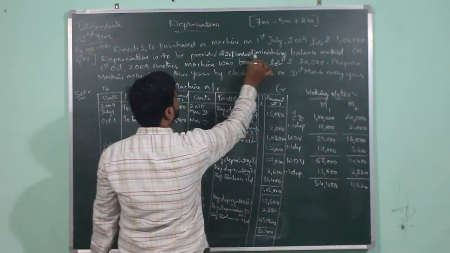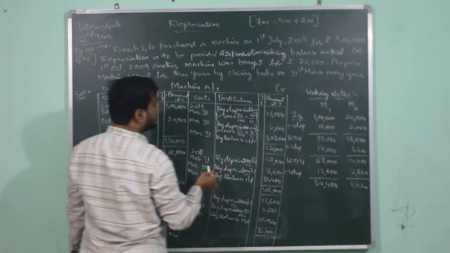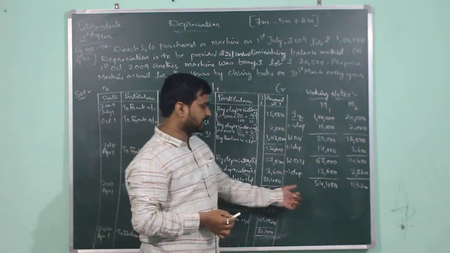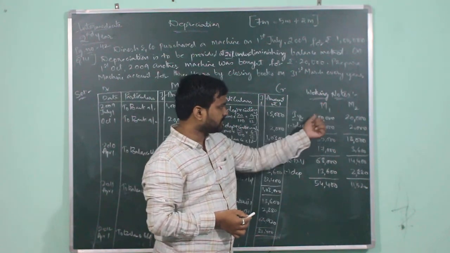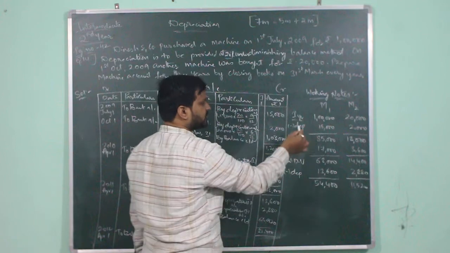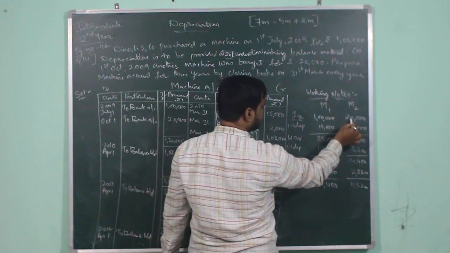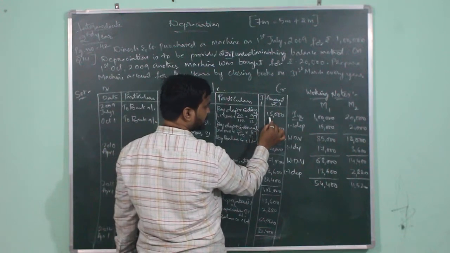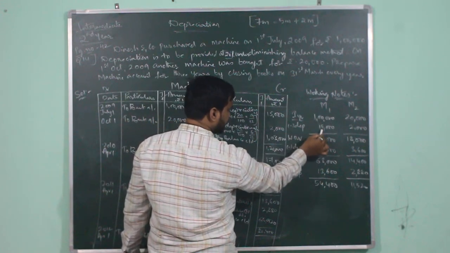But as we are following the diminishing balance method, we need to calculate the rate of depreciation of 20% on its written down value. So how do we calculate written down value? Here is the working notes. M1 means first machine, M2 means second machine. The cost price of first machine was 1 lakh, and the cost price of second machine was 20,000. On first machine we have provided a depreciation of 15,000, so we have subtracted 15,000 from it.